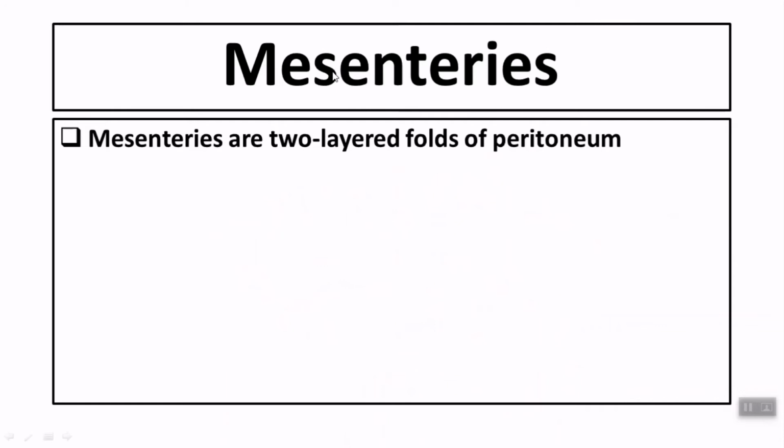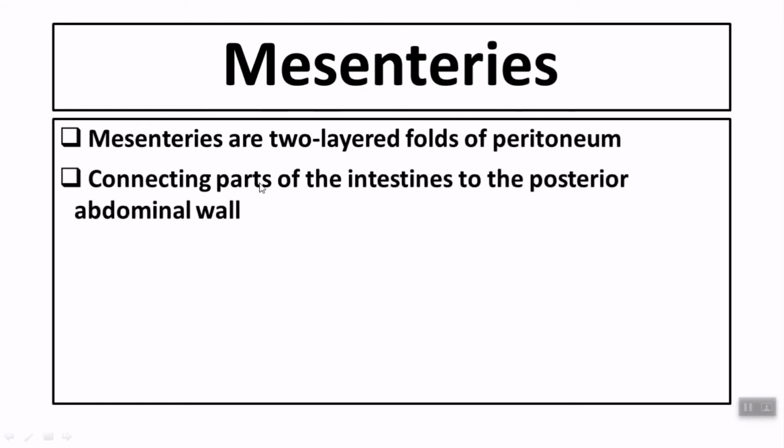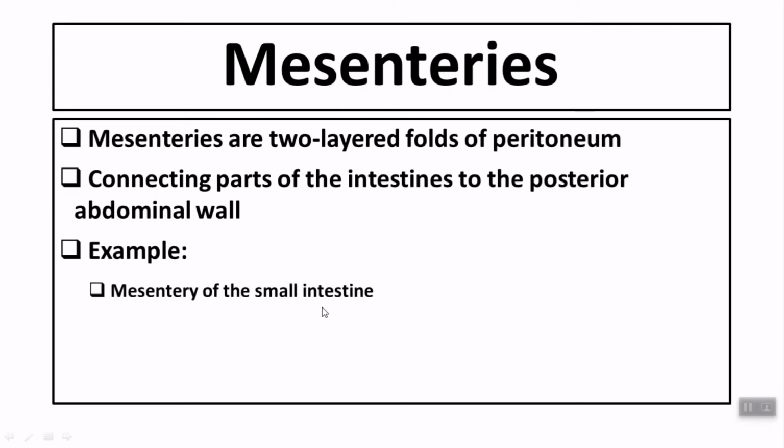Another structure that is formed by the peritoneum is the mesenteries. Mesenteries are two-layered folds of peritoneum connecting parts of the intestine, whether small or large, to the posterior abdominal wall. Examples of these are the mesentery of the small intestine, called the mesentery proper, the transverse mesocolon, and the sigmoid mesocolon.